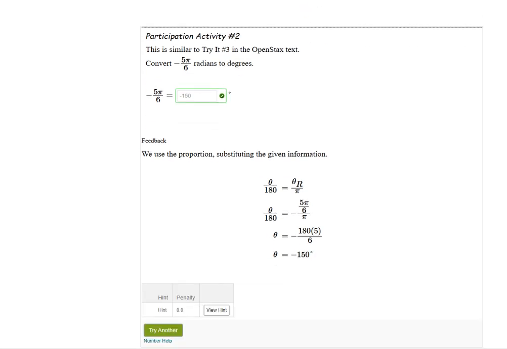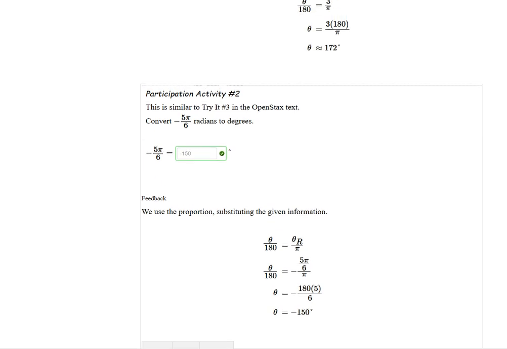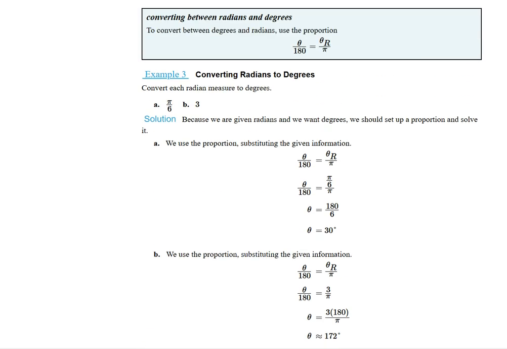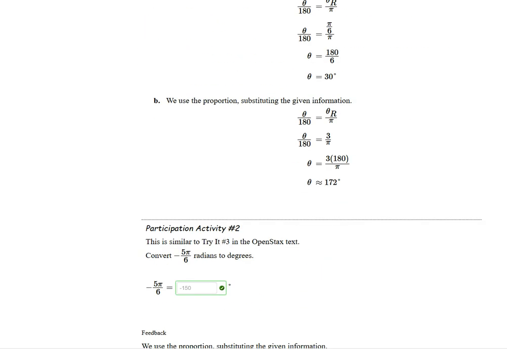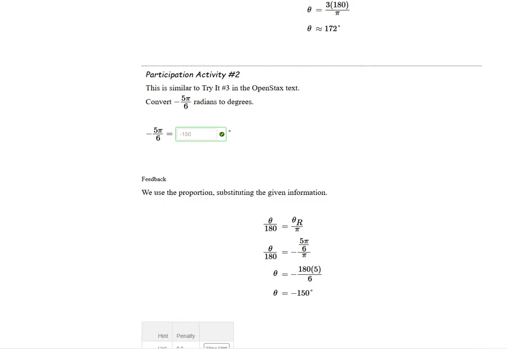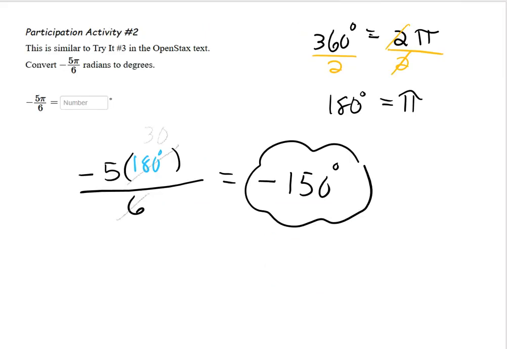It works, but I just remember instead of doing this to convert between degrees and radians, use the proportion that theta over 180 is theta r over pi. Look at the denominators. There's a pi in this denominator and there's a 180 in that denominator. Pi is the same as 180. So just use my shortcut trick. It just works a lot easier.